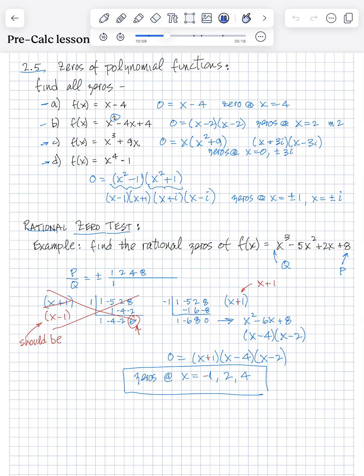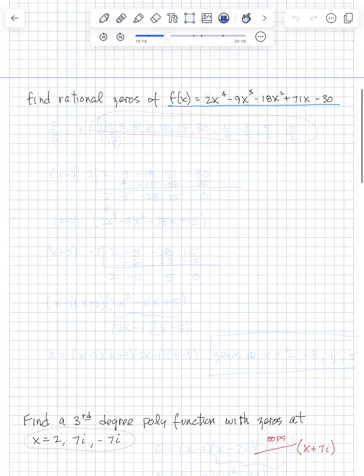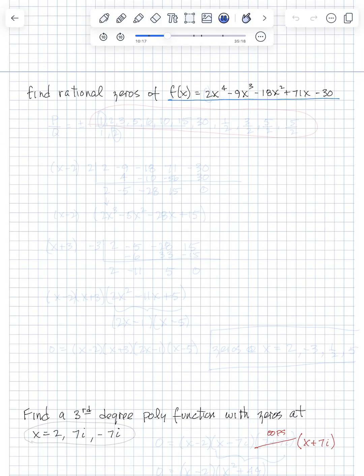Okay, the next example, we're going to find rational zeros of f of x equals 2x to the 4th minus 9x cubed minus 18x squared plus 71x minus 30. So this is a rather long problem. First thing we're going to do is do our P over Q, find all possible rational zeros, or fractions that could be factors of P over Q, which is going to be 30 over 2. And they're going to be plus and minus, then draw a line.